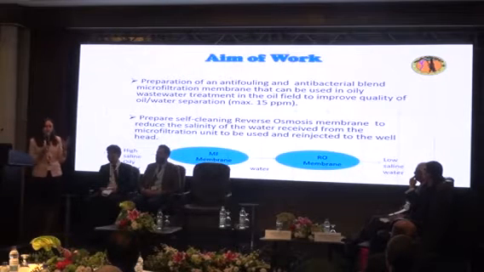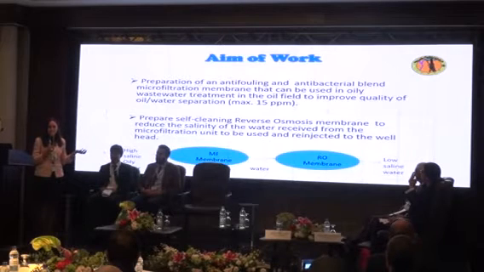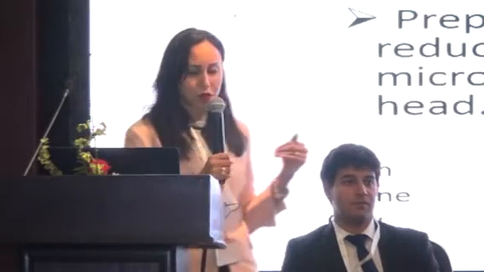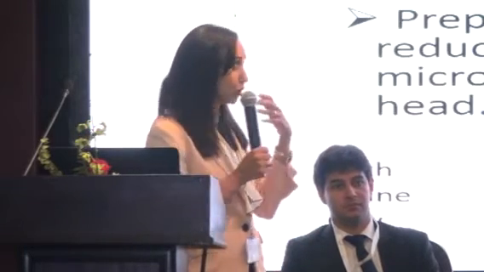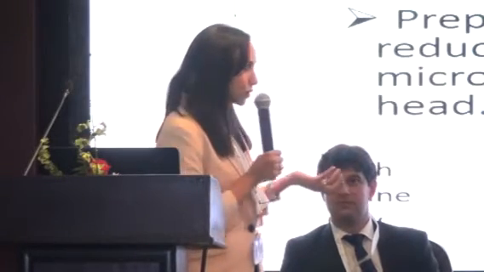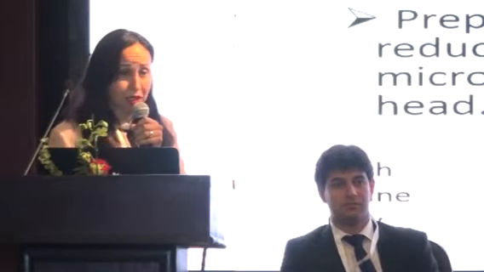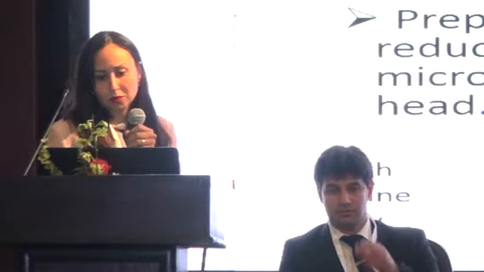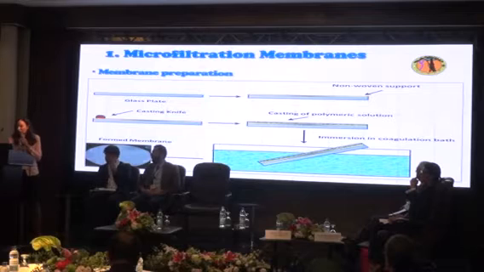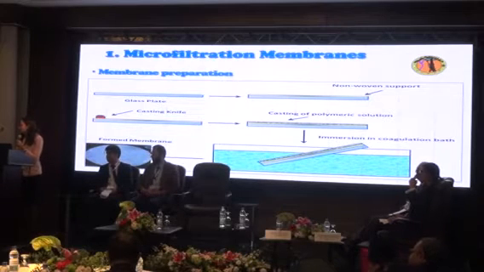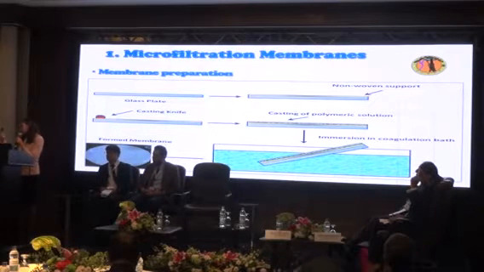So our aim of the work is just to make two stages of treatment. Number one is to create microfiltration membranes which can be utilized to decrease the oil concentration, and number two, to innovate or to try to produce RO membranes, which is reverse osmosis membranes, to decrease the salinity of the water, so it can be used elsewhere during the production process. Because we want to decrease the TDS in order to use this water again in the wellheads.